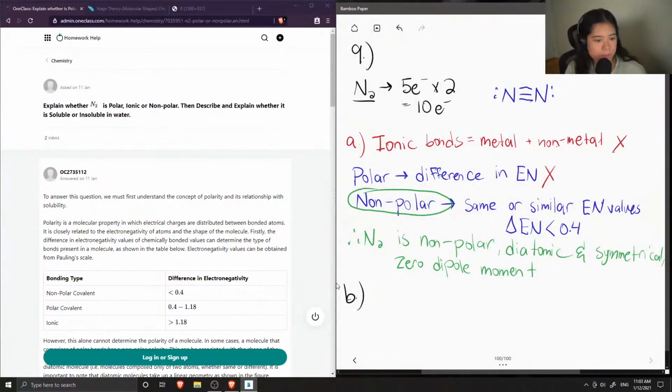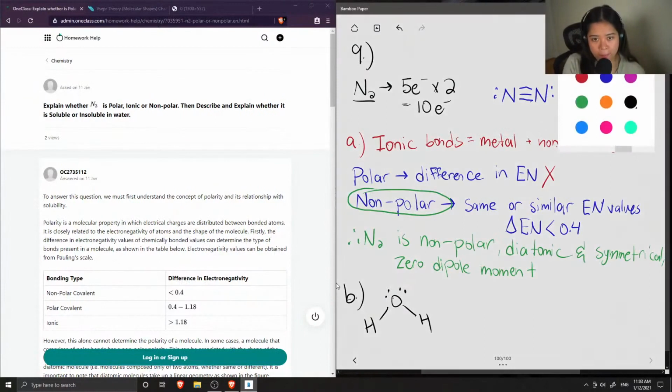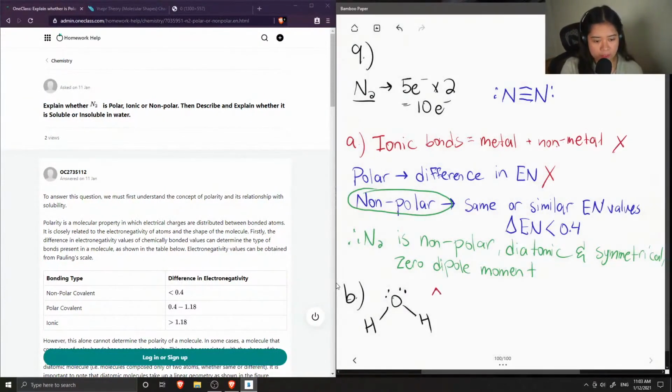Okay, so now for part B. Describe and explain whether it is soluble or insoluble in water. Okay, so I'll draw out the water molecule, which everyone knows is H2O. Oxygen has 2 lone pairs, making it have this kind of bent structure. And also, oxygen is more electronegative than hydrogen. So we are going to have a non-zero dipole moment pointing towards our oxygen, and our oxygen has a partially negative charge, and the 2 hydrogens are partially positive. So because of their difference in electronegativity, and because of this dipole moment, water is a polar molecule.